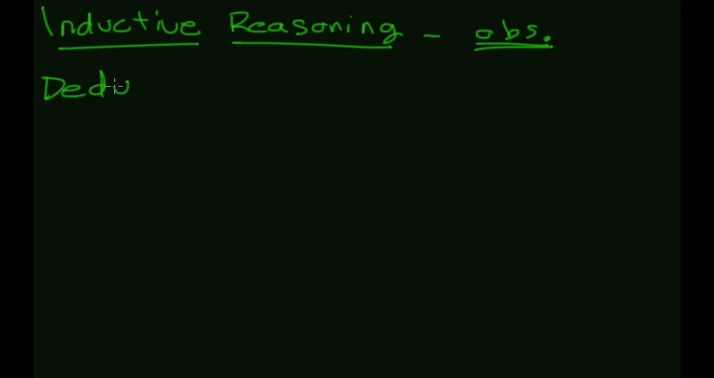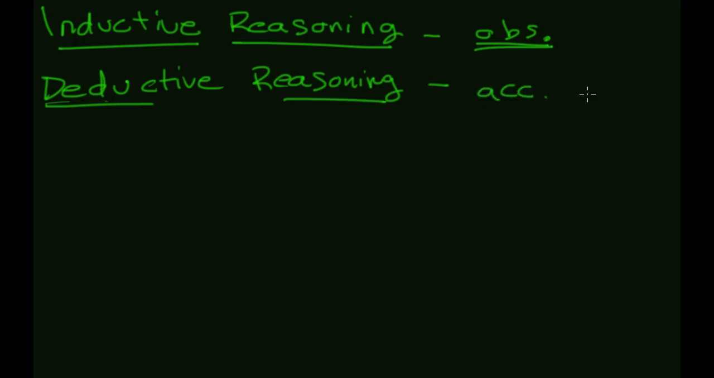Deductive reasoning comes from accepted statements. And in deductive reasoning, if you have a true hypothesis, then you are required to have a true conclusion. So if the hypothesis is true, then the conclusion will be true.